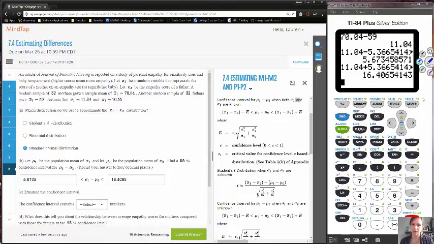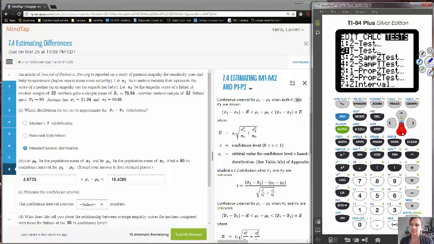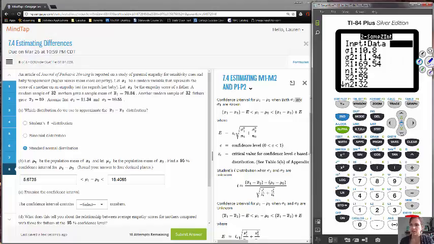Now, just to make sure that I made those calculations correctly, we can use the pre-built calculator function. Under tests, scroll down and find the appropriate interval to construct. We have 2 samples, and we used a z interval because it was a standard normal distribution. The population standard deviations were known. So we'll use number 9, 2 sample z interval, and enter the stats from the problem. Population standard deviation 1 was 11.34. Population standard deviation 2, 10.55.